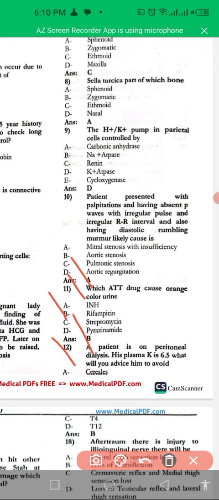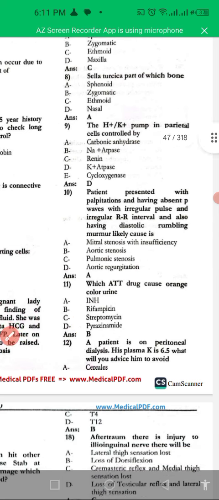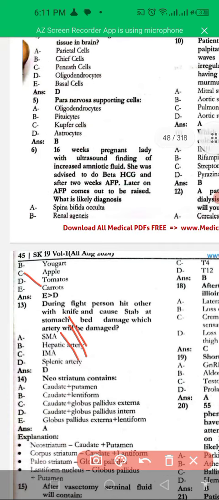A patient on peritoneal dialysis has plasma potassium 6.5. What will you advise to the patient? We will advise carrots to the patient. And the next one is during a fight a person is hit with a knife and injured in the stomach bed. Which artery is damaged? The stomach bed is the splenic artery.